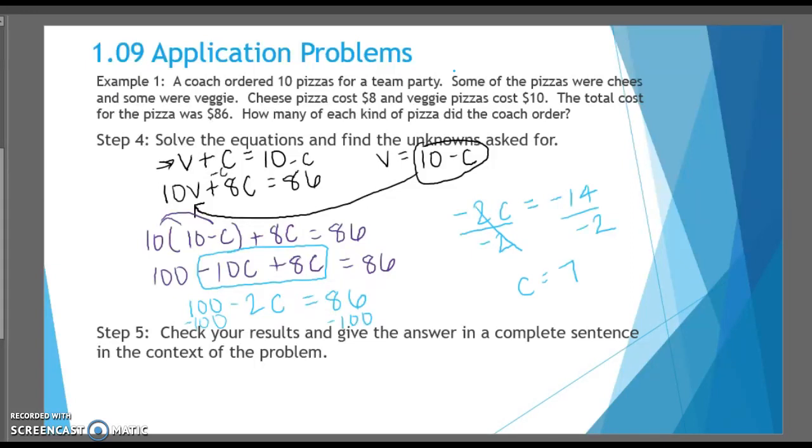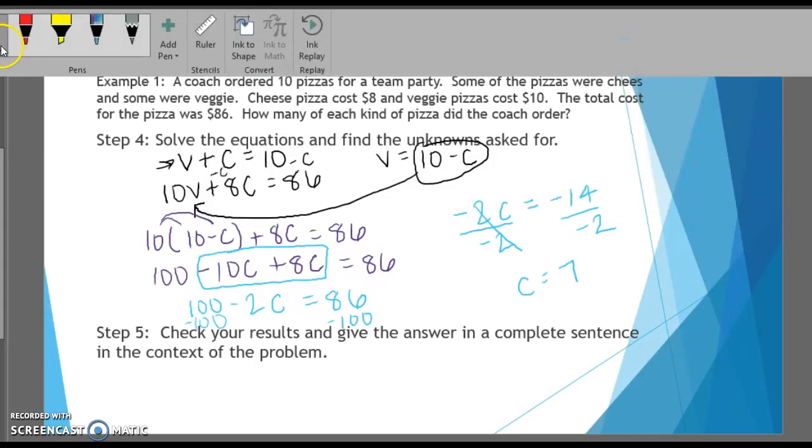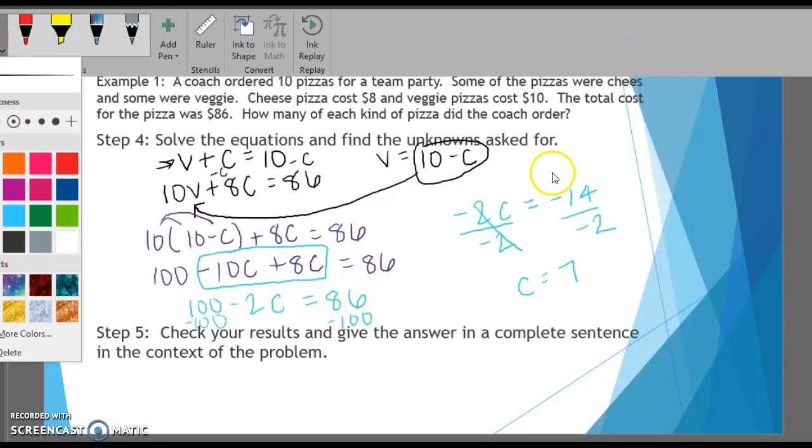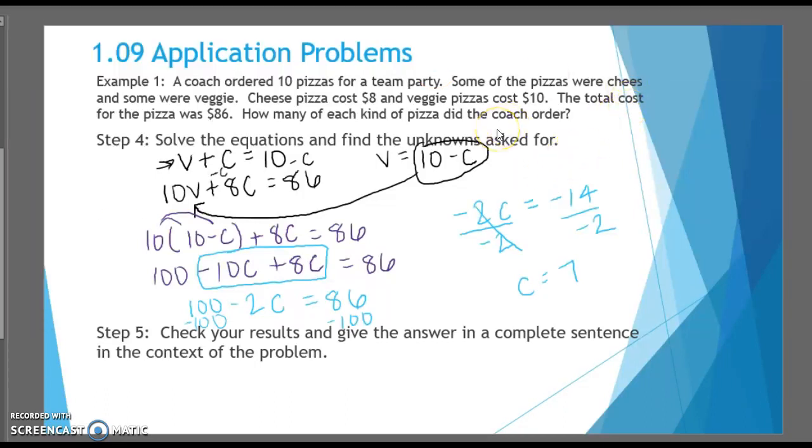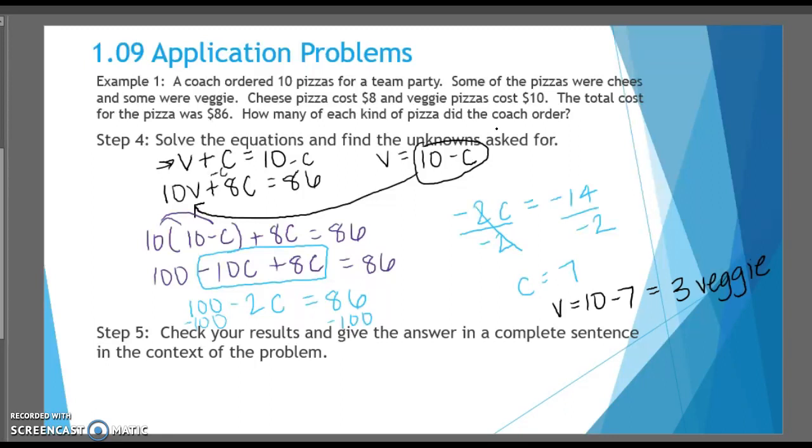So C equals 7, so what I'm going to do now is find how many veggie pizzas I have. So if I had 10 pizzas total, and I know that there are 7 cheese, all I have to do is go, well, V equals 10 minus 7, so that means there's 3 veggie pizzas. Okay, so there's 7 cheese and 3 veggie.